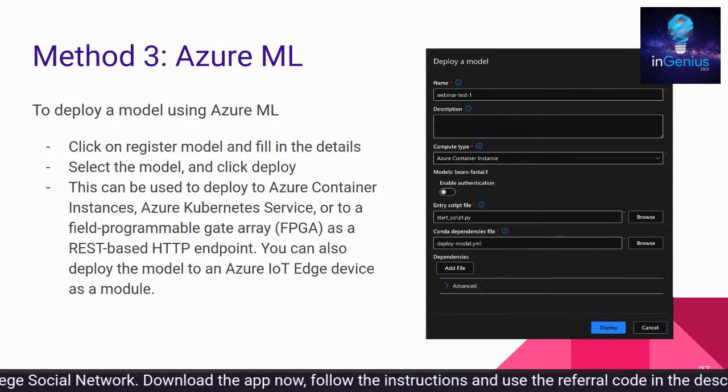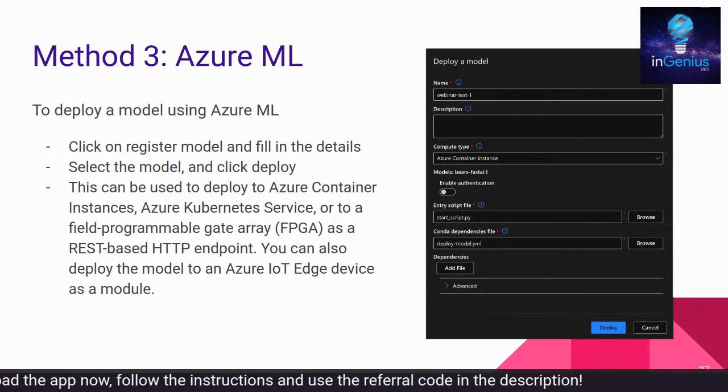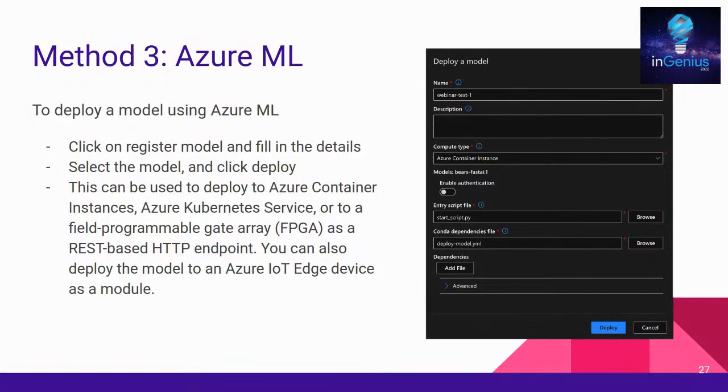One thing which is required is the entry script. In the entry script, you basically have to describe what is the first thing which would run, so how to load in your model. After that, you need to specify another function, which tells what will run every time your endpoint is hit. You just need to specify these two functions and you're good to go. Another file is the conda dependency file, which lists the dependencies for the environment. And that's all. After this, you can click on deploy and your machine learning model would be deployed as a container, Kubernetes service, or an FPGA.